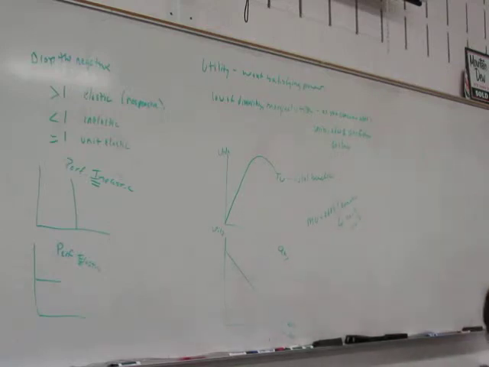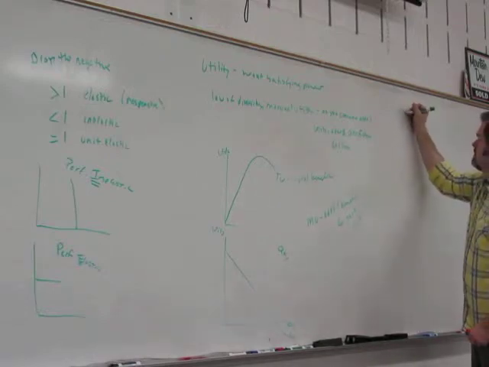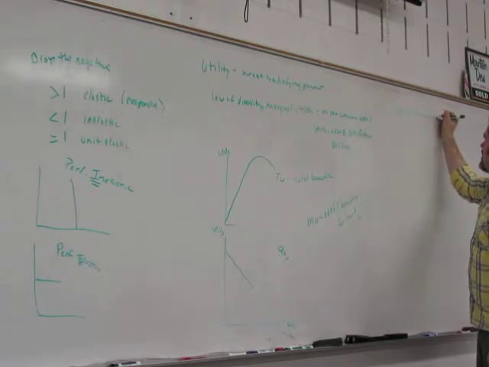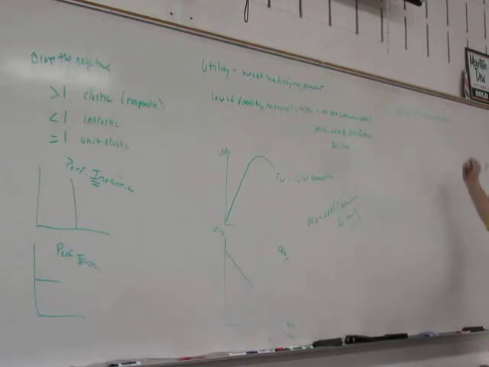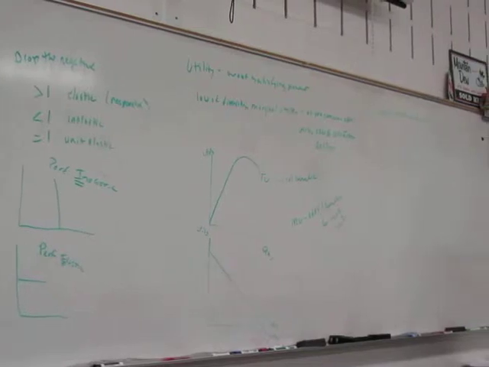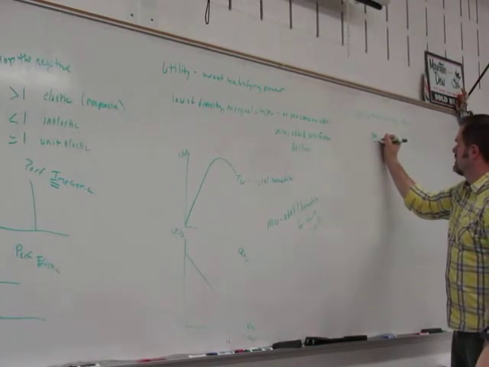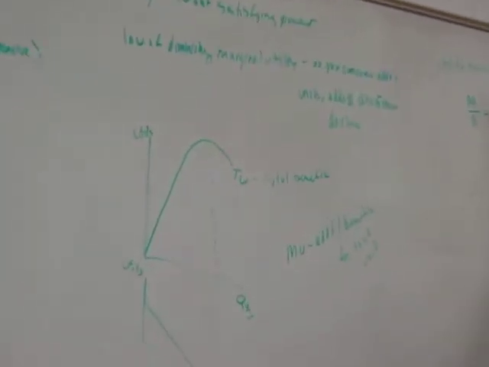There's one last thing. There is the utility maximizing rule, and this is part of that shopping exercise. The utility maximizing rule says that for the last items you purchase, your marginal utility per dollar should be equal.